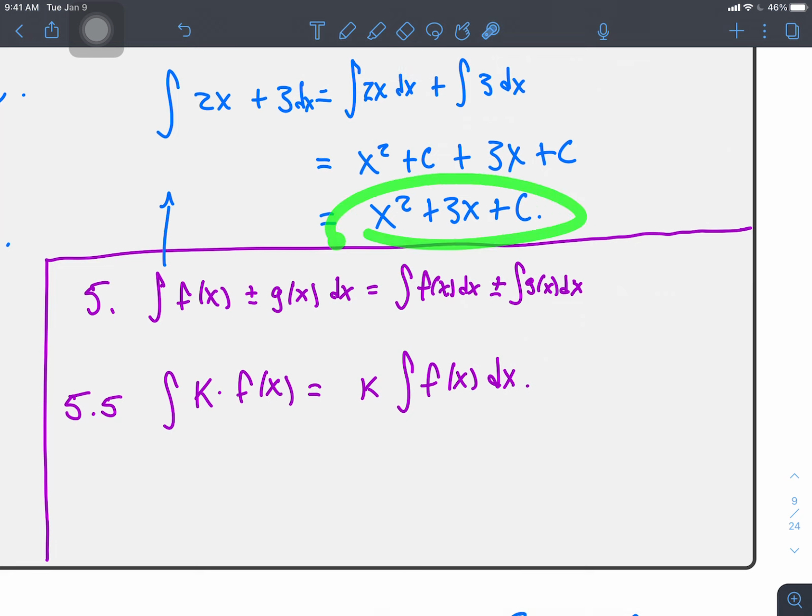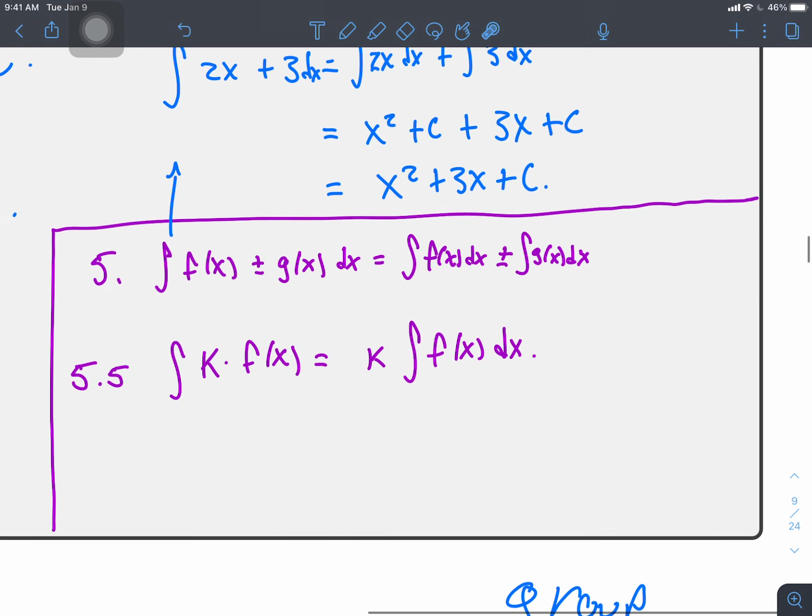Okay, so this is how I do the antiderivative of a sum. I just take the antiderivative of each piece. Just like how when I'm doing derivatives of sums or differences, I just do the derivative of each piece that's being summed or subtracted.